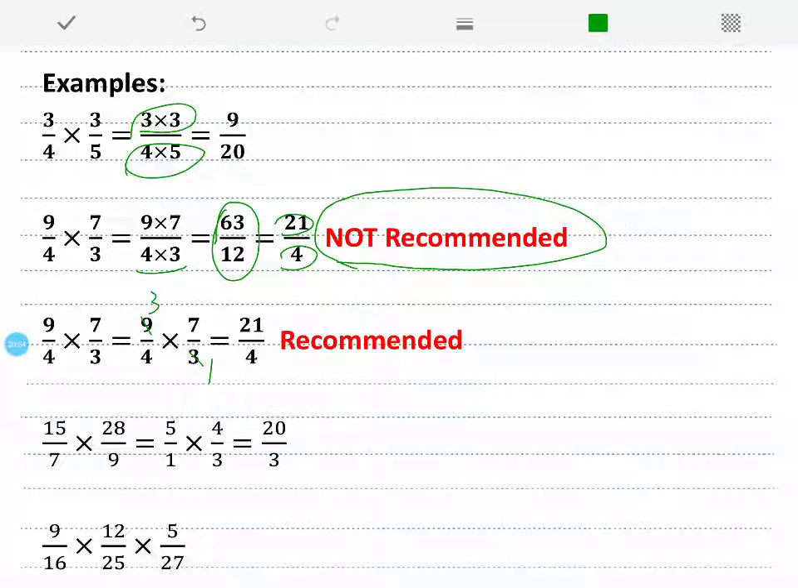So that means 3 times 7 is 21, and 4 times 1 is 4 here. So this one is recommended. I highly recommend doing multiplication of fractions in this way.